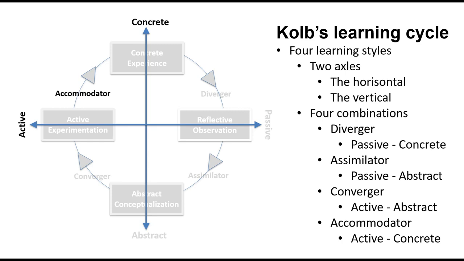The Accommodator is placed in the upper left corner of the model and combines active and concrete, uses trial and error rather than thought and reflection, good at adapting to changing circumstances, solves problems in an intuitive trial and error manner such as discovery learning. An Accommodator tends to be at ease with people.